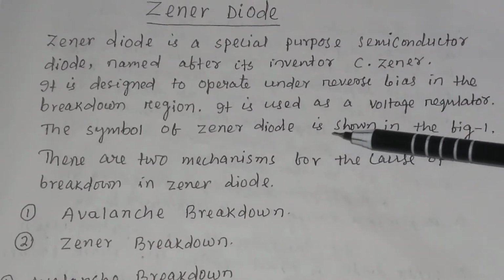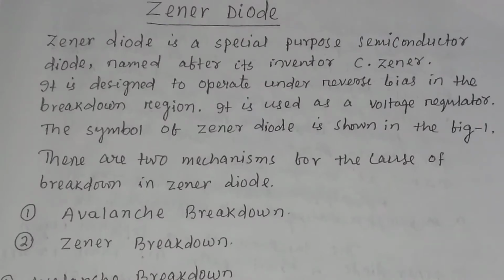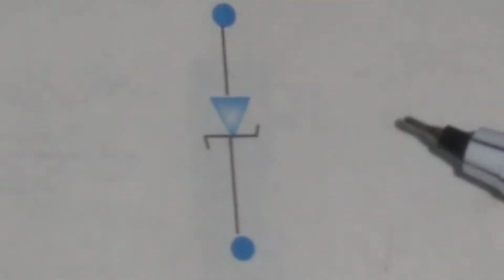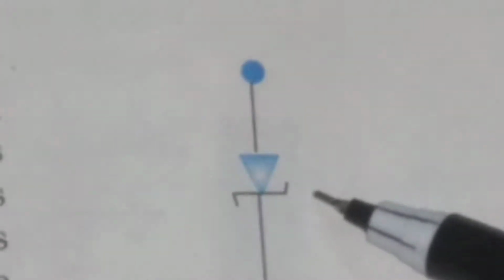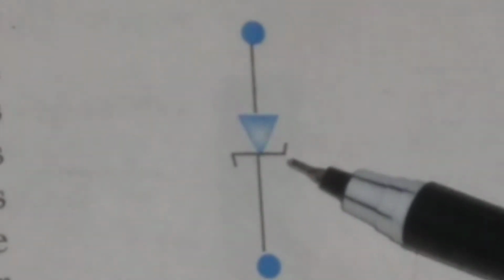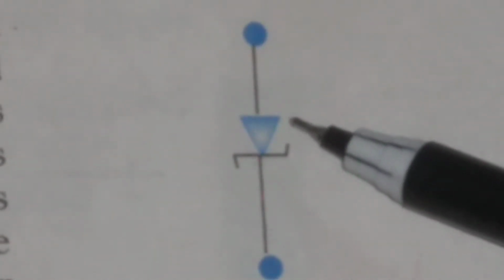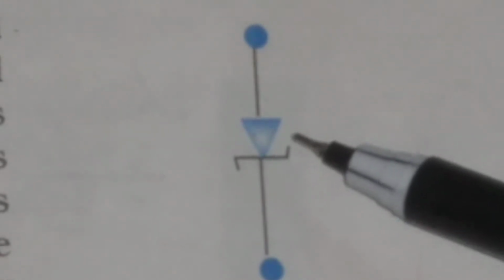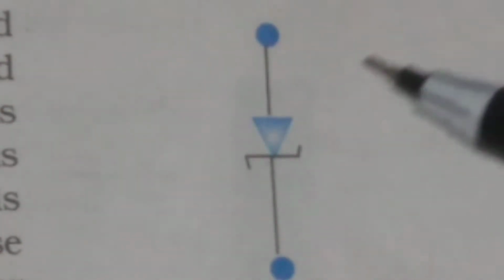The symbol of Zener diode is shown in the figure. This is the symbol of Zener diode. This is P and this is N. The symbol is just like your PN junction diode, only in the bar you have a bend. You have a bend in the bar, but P is same as the arrow in case of PN junction diode.